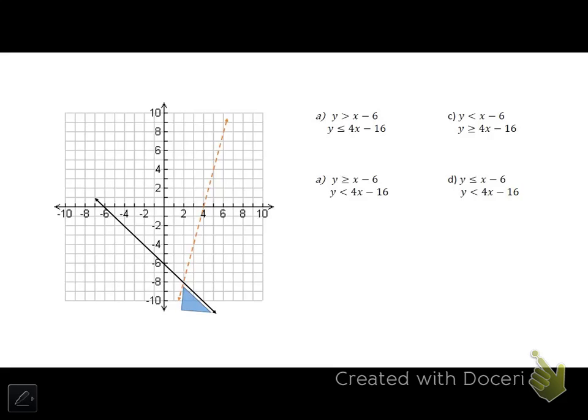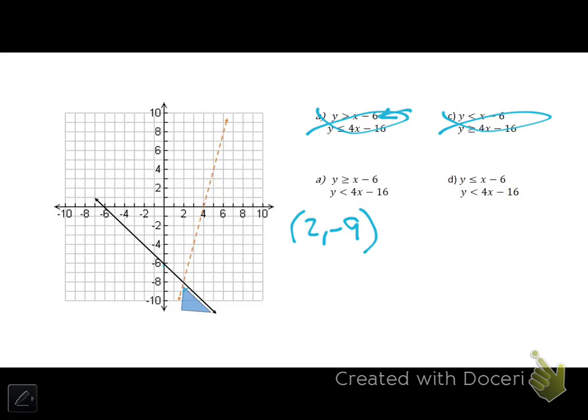Okay, so it looks like this negative 6 here is a solid line, so we can eliminate all of the equations that have the y-intercept of negative 6 that has it sitting at a dashed line. So we can eliminate those. Now I have to plug in a point. So we have to plug in, let's see, 2, negative 9 is the point that's there.